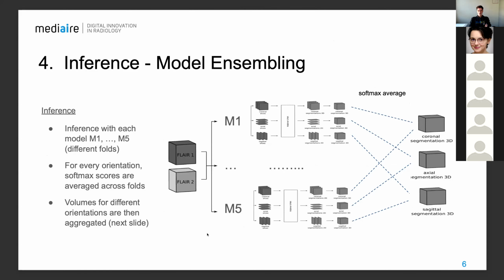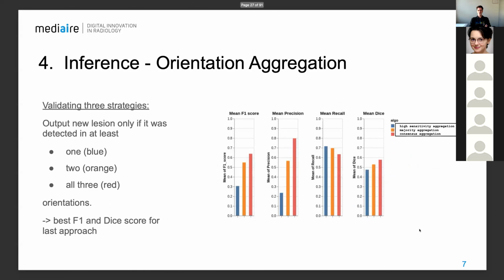Then we have the inference. Like I said, we trained 5 models in 5 folds. So at inference time, we do a softmax averaging of the 5 models. Note that in this step, we still have the predictions for all 3 orientations, so we only average individually for each orientation here. I will come to the final step now, which is the final aggregation of the orientations.